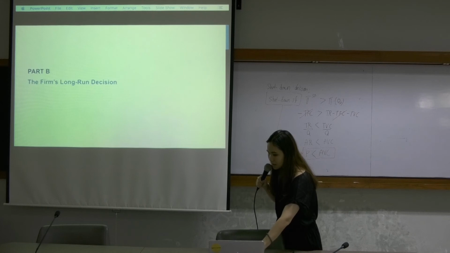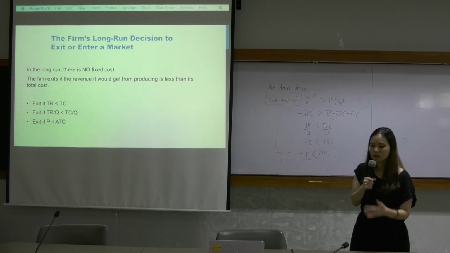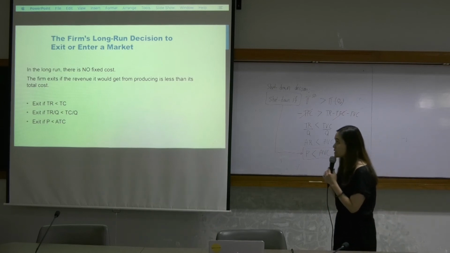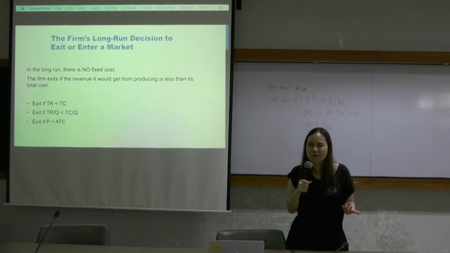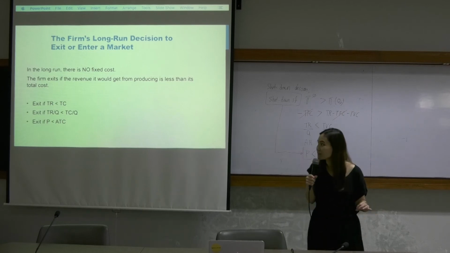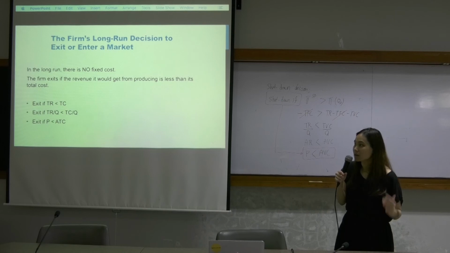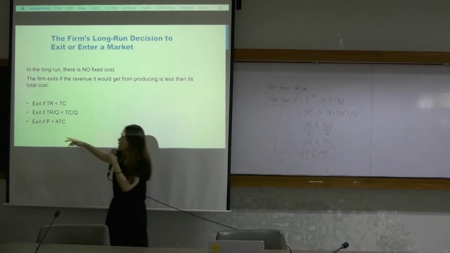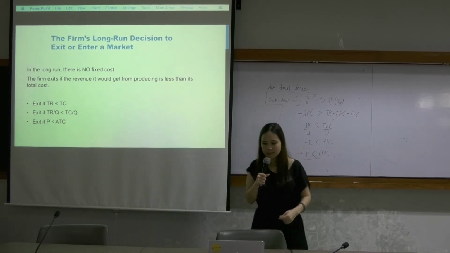And in the long run, the problem becomes easier. In the short run, the firm has to decide whether to shut down or produce, and if producing, how much, right? But in the long run, there is no fixed cost. If you're making a loss in the long run, you should just leave the market, okay? So the firm exit condition is so easy. If you make a negative profit, go, okay? So the exit condition would just be when the price drops lower than the average total cost, or you are making a negative profit.